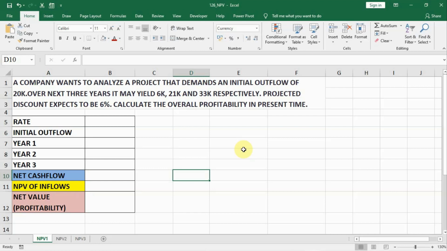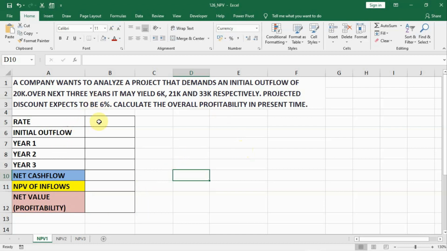Friends, in this lecture we will learn NPV, net present value. Net present value gives us the current value of a series of investments, cash inflows or cash outflows over a regulated time period. So let us try to understand. We have three examples here.